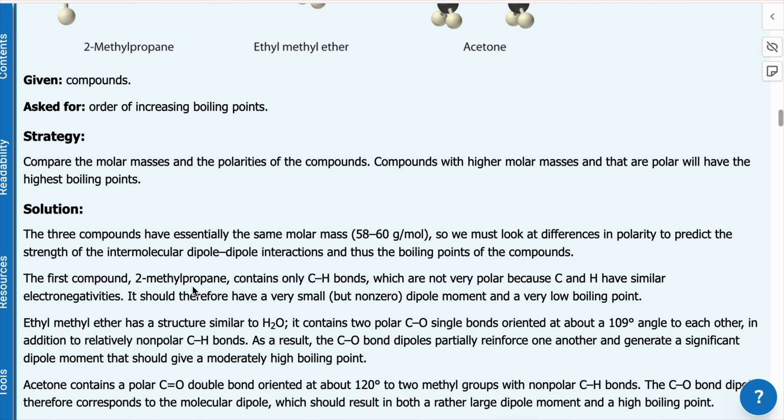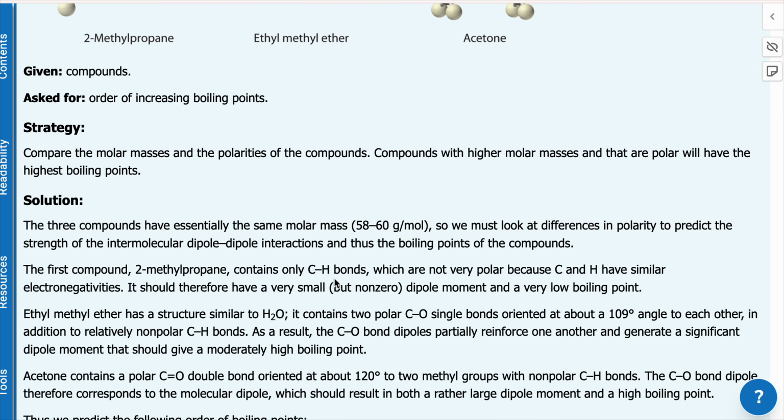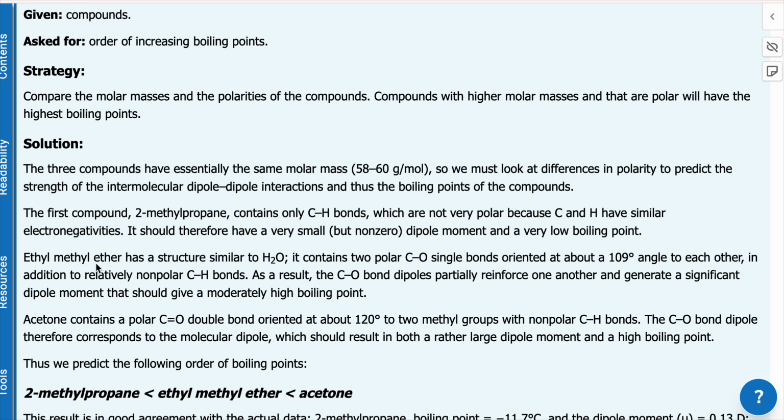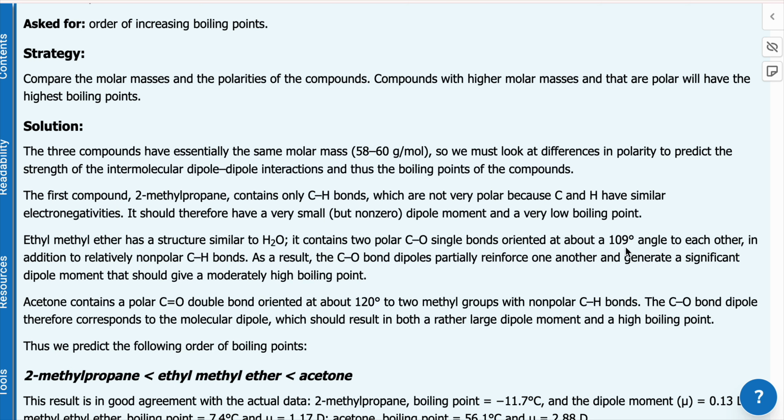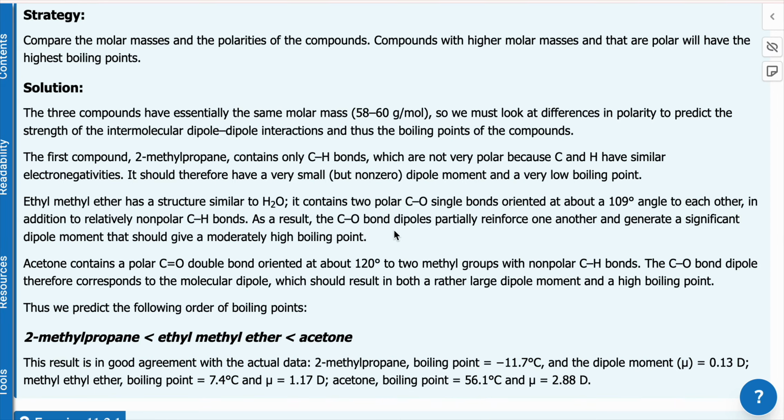The first compound, 2-methylpropane, contains only C-H bonds, which are not very polar because C and H have similar electronegativities. It should have a very small dipole moment and a very low boiling point. Ethyl methyl ether has a structure similar to H2O. It contains two polar C-O single bonds oriented at about a 109-degree angle to each other, in addition to relatively non-polar C-H bonds. As a result, the C-O bond dipoles partially reinforce one another and generate a significant dipole moment that should give a moderately high boiling point.